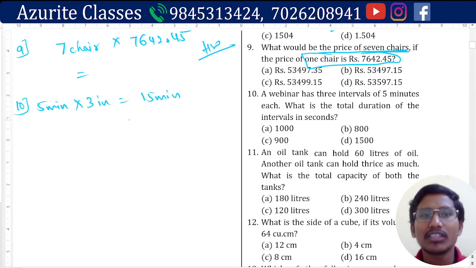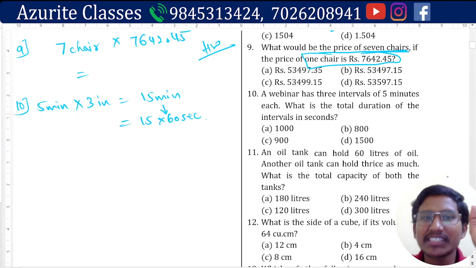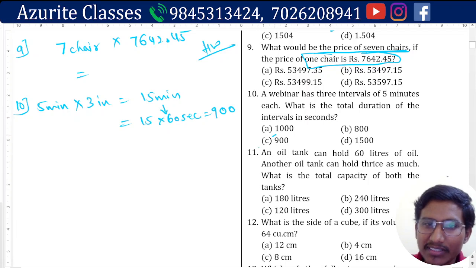Now 15 minutes in seconds. 1 minute means 60 seconds. So 15 times 60: 15 sixes are 90, and then 0. So 900 seconds will be the answer. The option is C. Okay, got it?